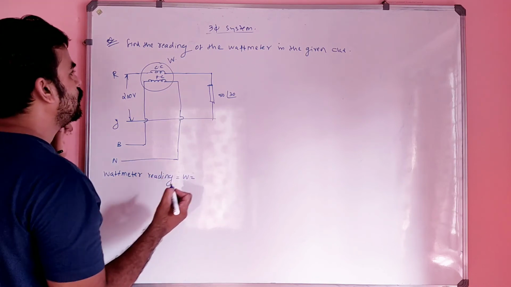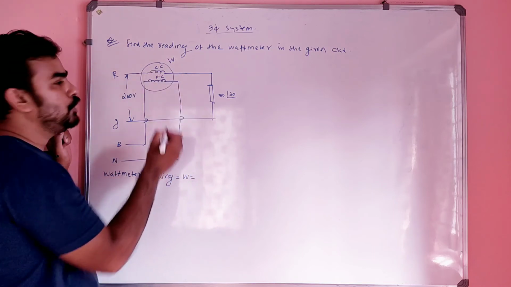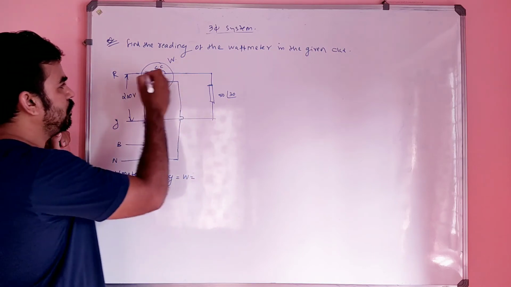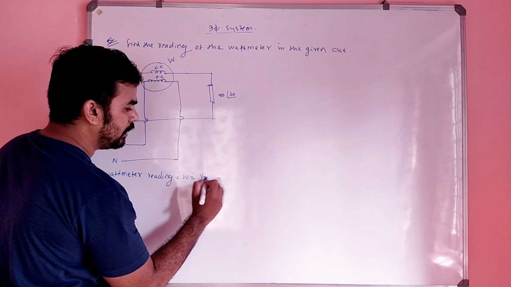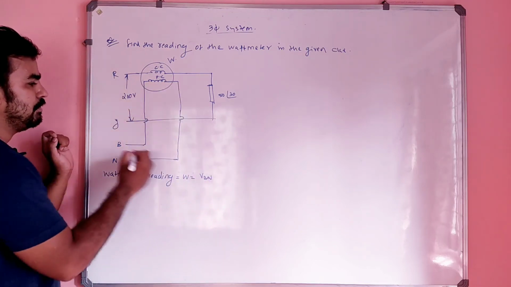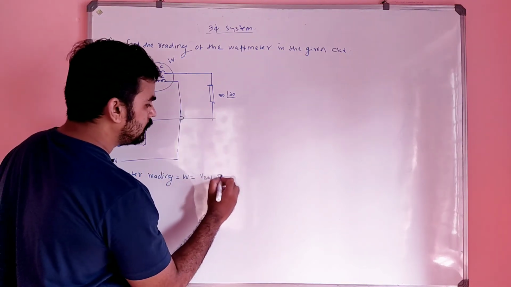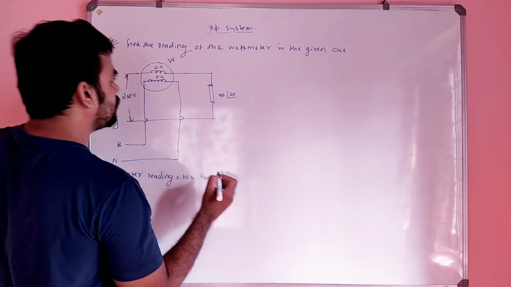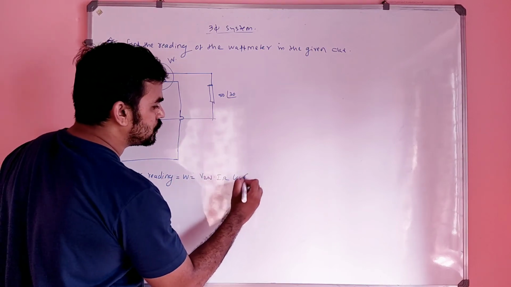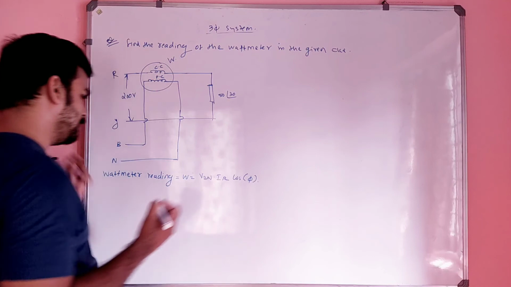The wattmeter reads current coil current into pressure coil voltage. First we take the voltage, right? So the pressure coil voltage is VBN, into the current coil current, which is IR, and the cosine of the angle between that voltage and current.